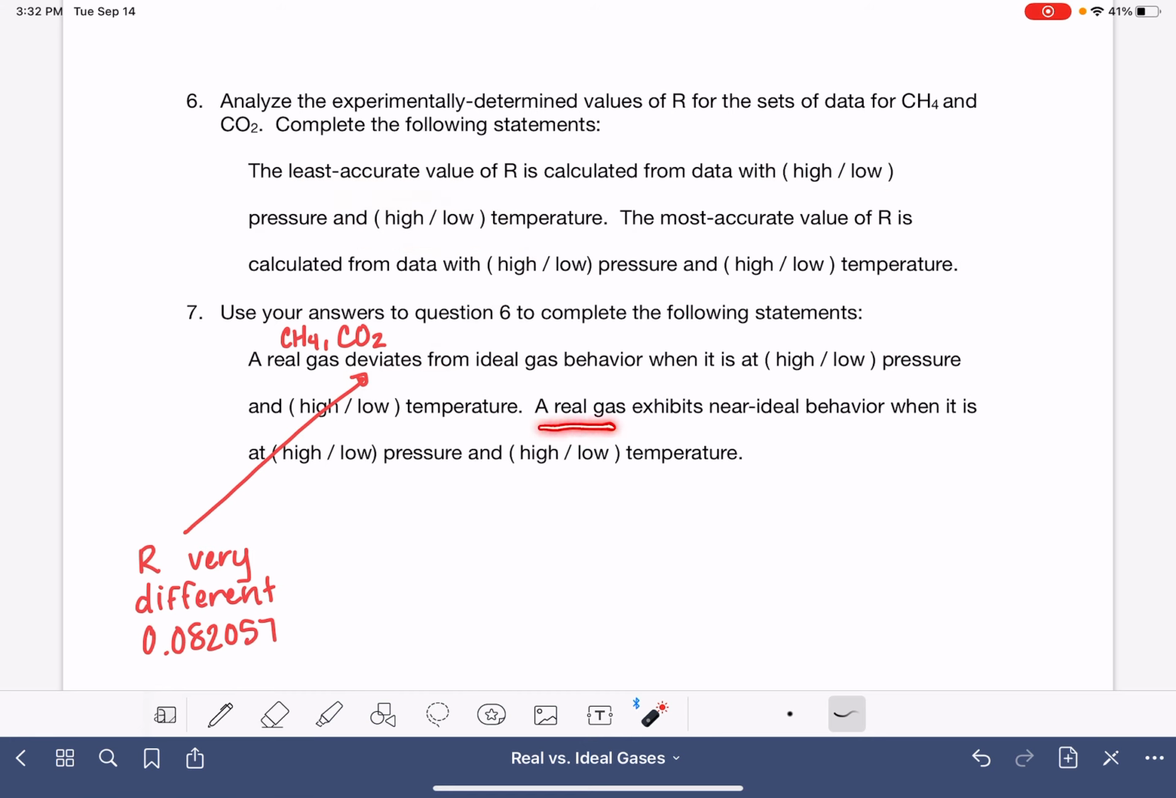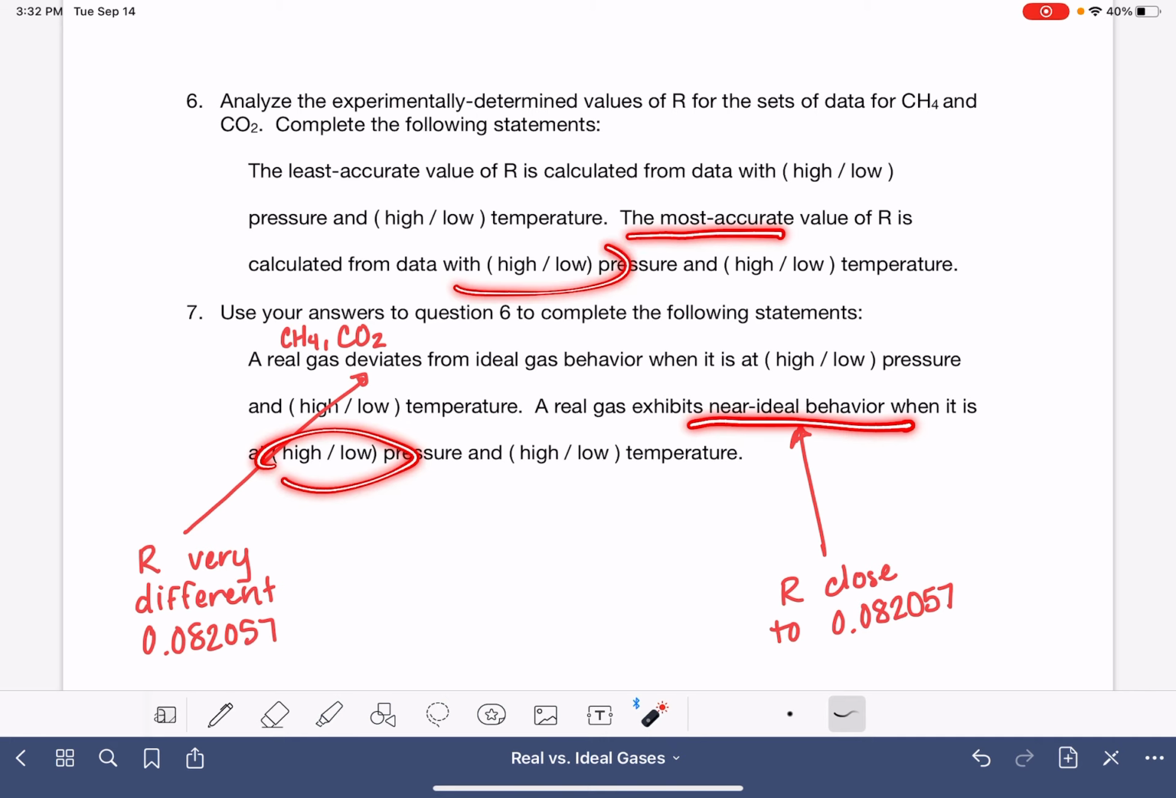A real gas exhibits near ideal behavior, so that means R is very close or very similar to our expected value of 0.082057. And so again, that would mean the most accurate value of R, near ideal behavior. What pressure do you see? What temperature do you see?